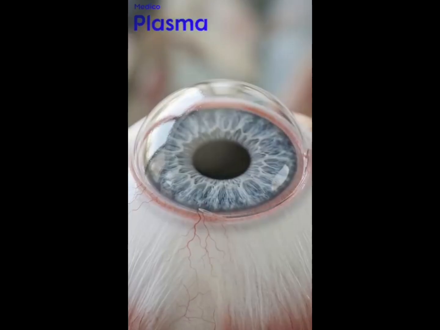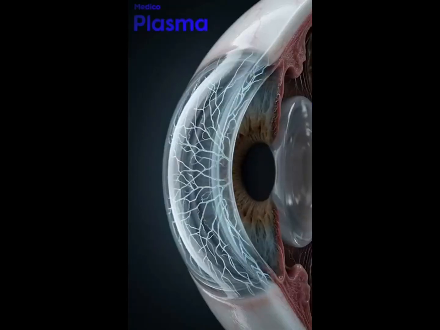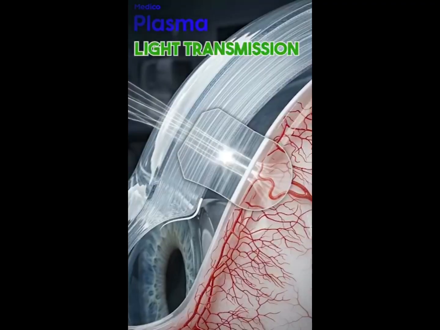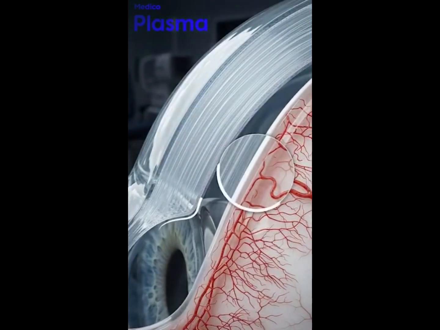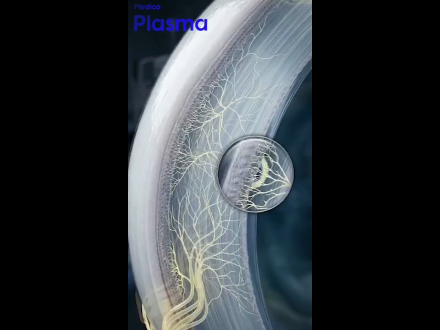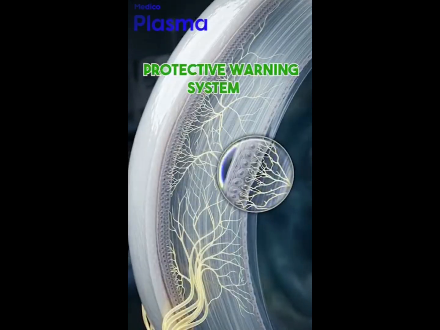The cornea is avascular, meaning it has no blood vessels, which helps maintain its transparency for light transmission. However, it is richly supplied with sensory nerves, making it highly sensitive and therefore acting as a protective warning system for the eye.